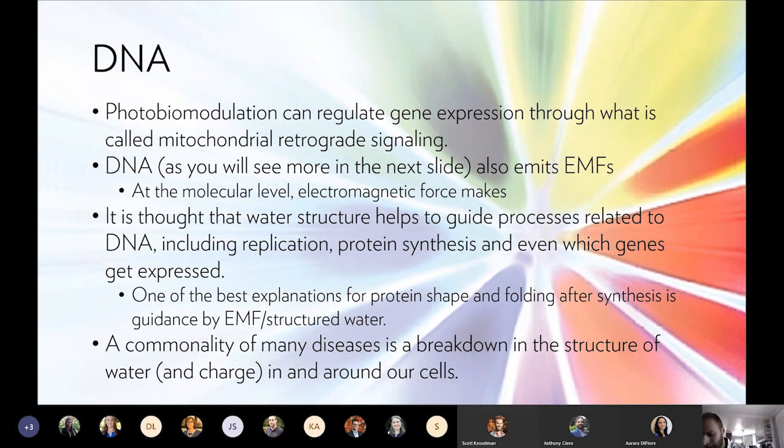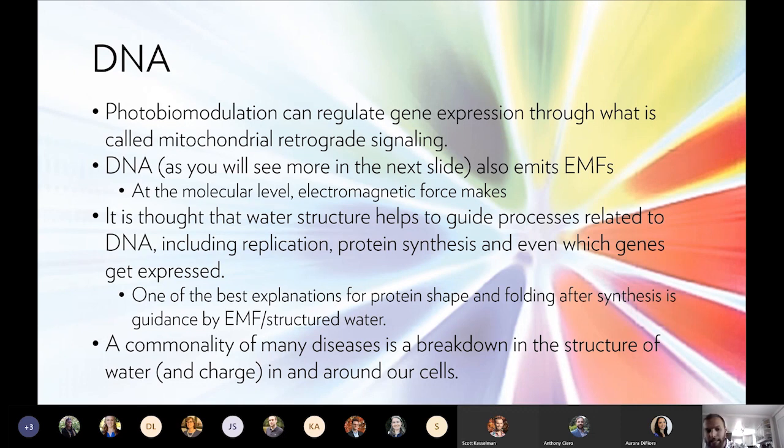When proteins are created, they fold into a specific shape right after they're synthesized, and that can only really be guided by EMFs and the structured water around the protein. Proteins can also have very similar chemical makeups, but it's the shape it folds into that determines its function, which is interesting. So there's lots of thoughts about how that shape is determined related to EMFs and structured water.